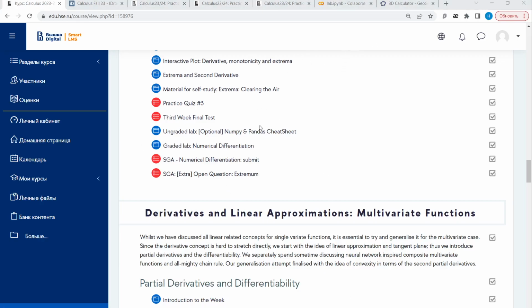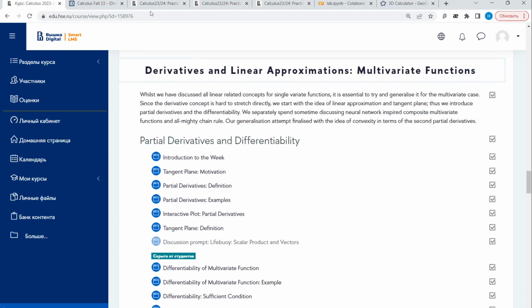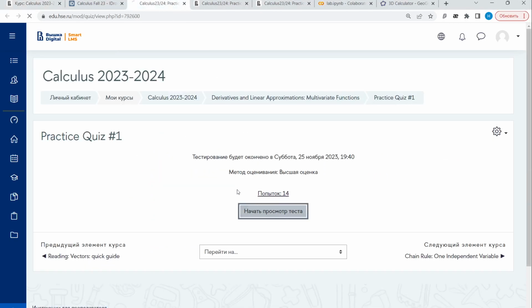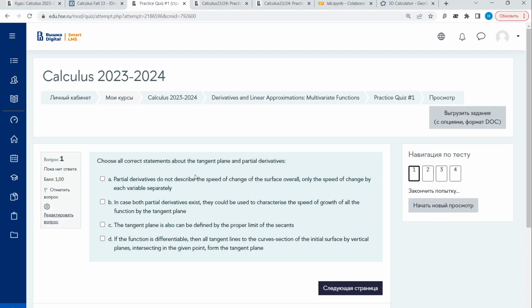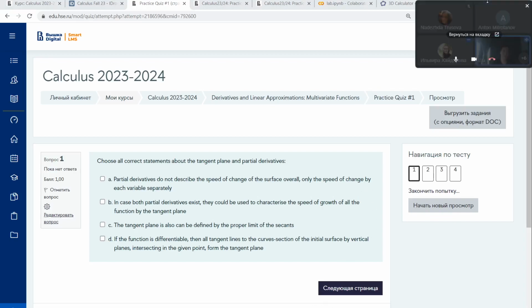We still have new students. Okay, we can talk about tasks from this quiz. So if you're interested in it, we can discuss it. So, for example, let's start with the first practice quiz. Yes. So what do we want to say?